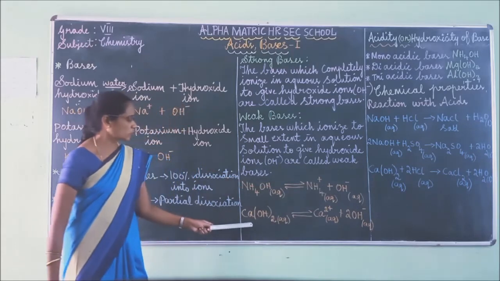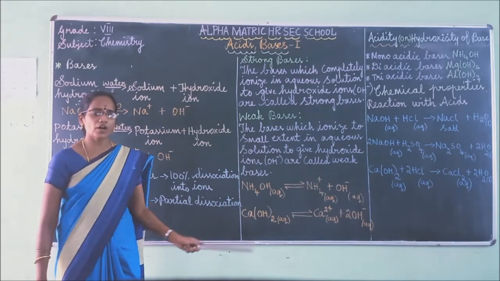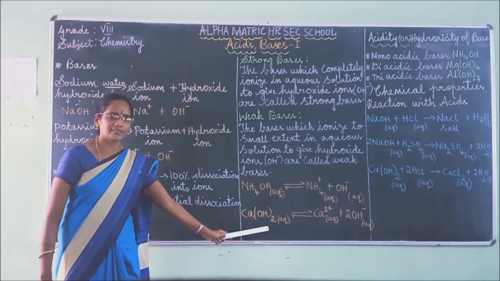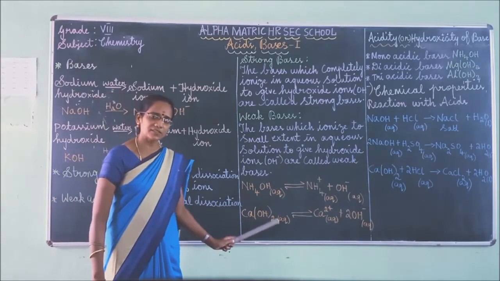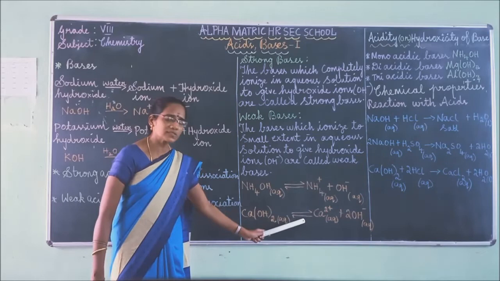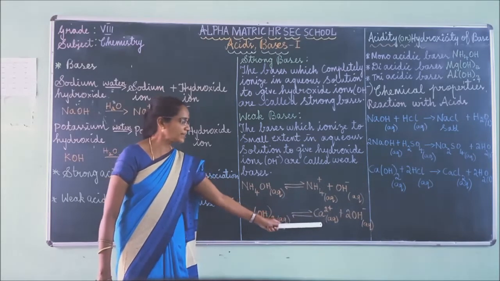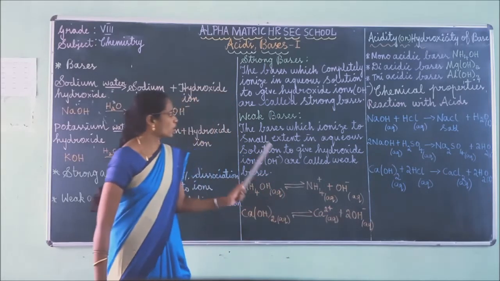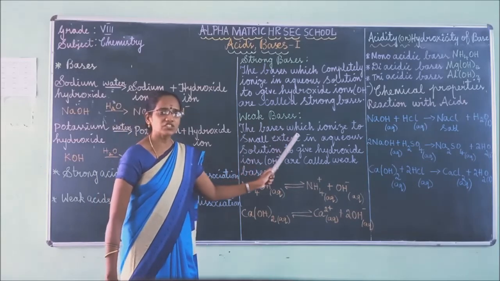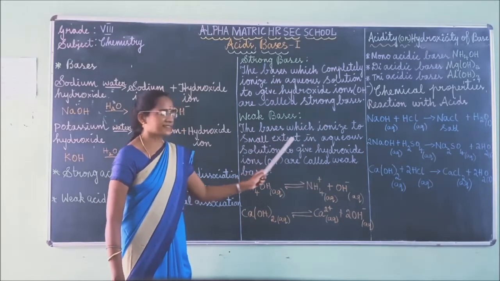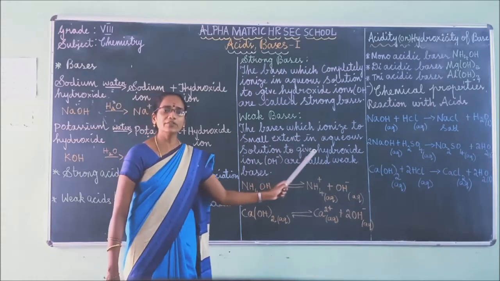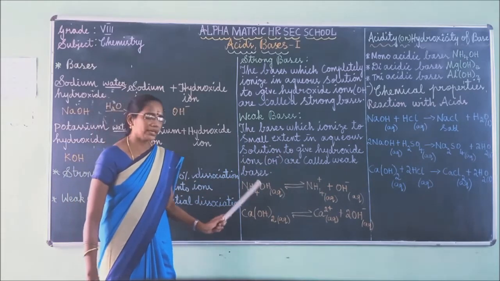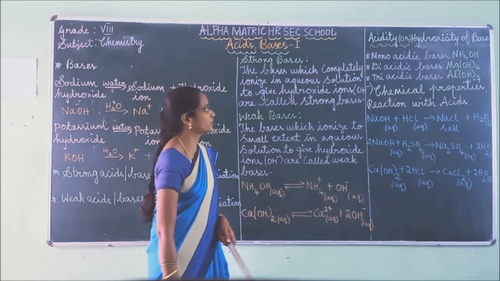And next one, calcium hydroxide. What is the formula for calcium hydroxide? It is Ca(OH)2. So calcium hydroxide in aqueous solution gives calcium ion Ca2+, along with that hydroxide ions will be produced. So what do you mean by weak base? The bases which are ionized to a small extent in aqueous solution to give hydroxide ion are called weak bases. Example: ammonium hydroxide as well as calcium hydroxide.